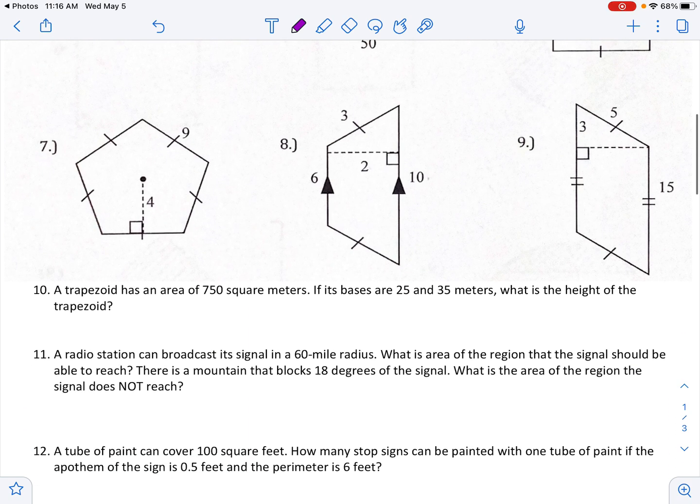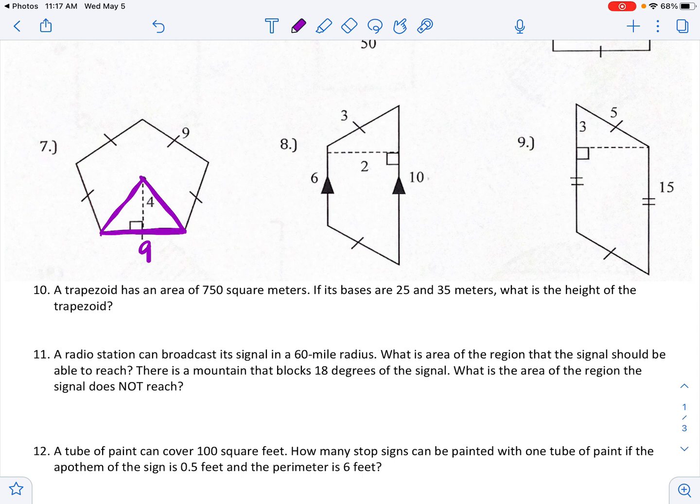I said that I would help on number 7. So number 7, we are going to use the apothem. That is number 4. 4 is the apothem of this pentagon. So when we use the apothem, we are actually going to find how many triangles can be created. And I can see that here is one triangle that has a base of 9, because all of them are the same, and a height of 4.